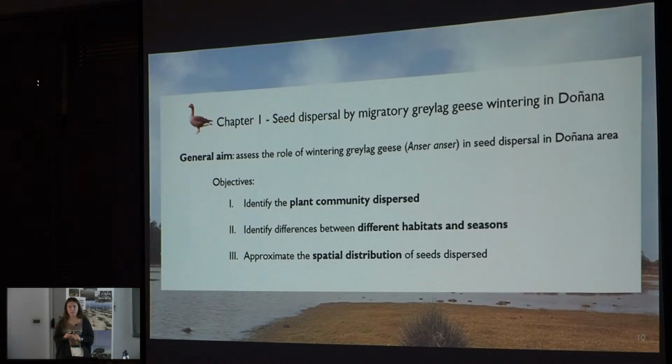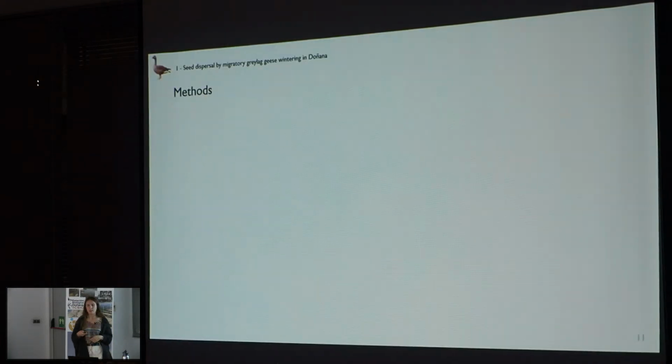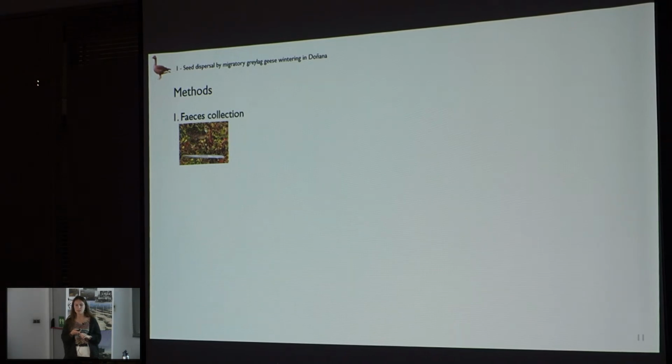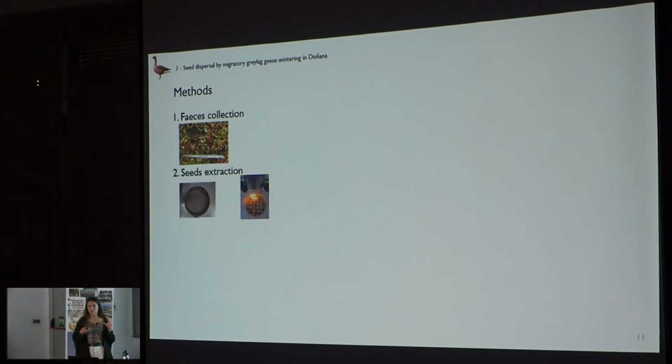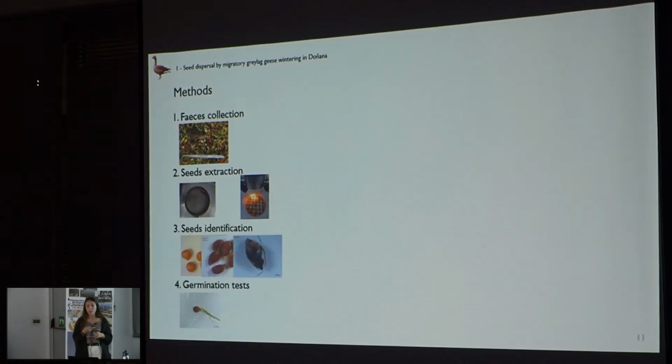So in the first chapter, we wanted to assess the role that wintering greylag geese have in seed dispersal in the Doñana area. For that, we wanted to identify the plant community dispersed and the differences between habitats and seasons, and also approximate the spatial distribution of the seeds dispersed. So for doing that, we first went to the field and collected geese feces, and we extracted the seeds from the feces at the lab, and we identified them using specific literature and performed germination tests with them.